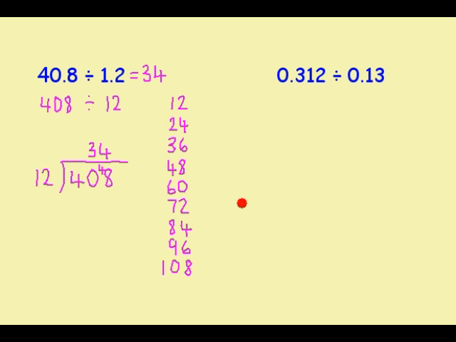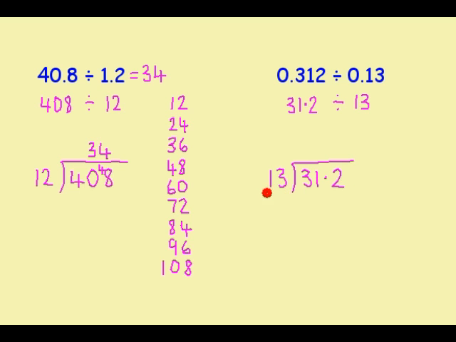If I now look at this question, I need to get this to a whole number, so I need to multiply by 100. I would get 13. I also need to multiply this number by 100, move the point twice, and I get 31.2. I'm not going to worry that this number is still a decimal. It's only the second number that I need to get to a whole number. I'm now going to set up my question so I can do the division. I put the 31.2 in a bus shelter.